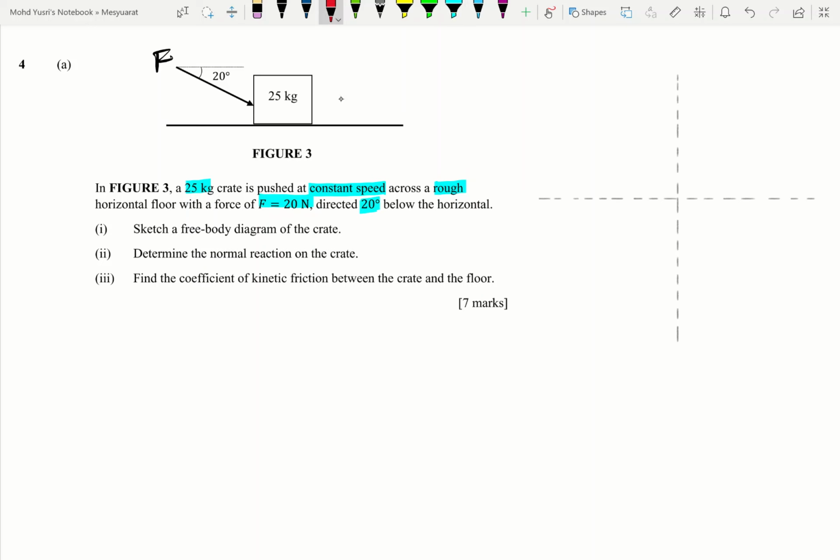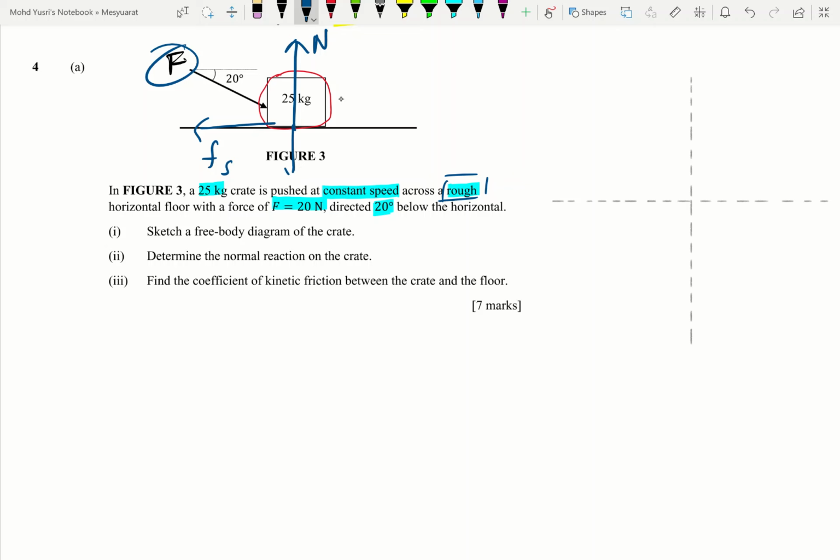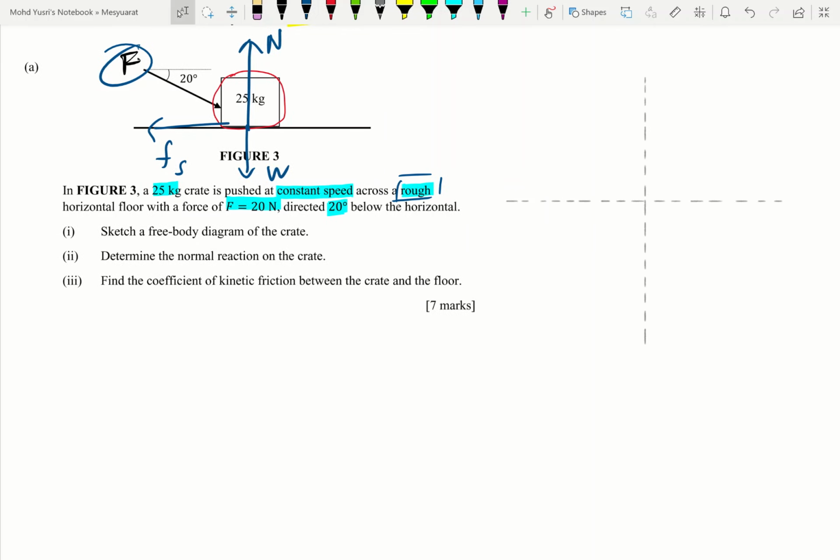Now, before we sketch the free body diagram of the crate, we need to identify the forces on the crate. Untuk identify forces, kita akan bulatkan dulu system and we identify point-point yang mana environment menyentuh sistem. Yang pertama sekali kita ada force F. Yang kedua kita ada lantai menyentuh objek ini. So lantai or the surface is the agent for normal force. And then we have rough floor. That means we have friction Fs. And then kita juga ada weight. Okay, weight sama dengan W. Okay, so we already identify the forces.